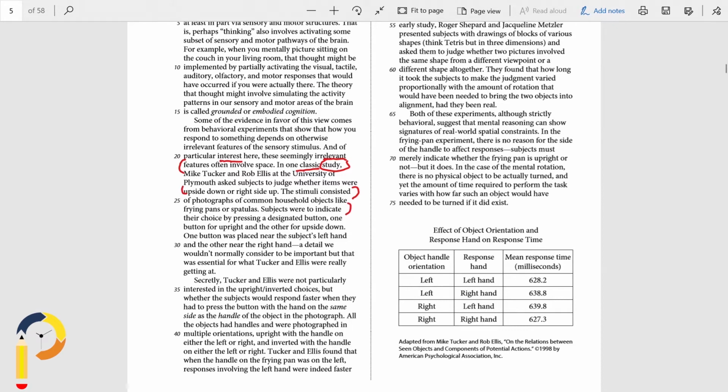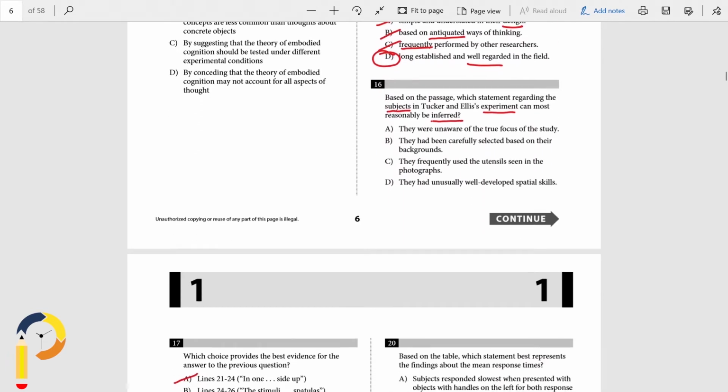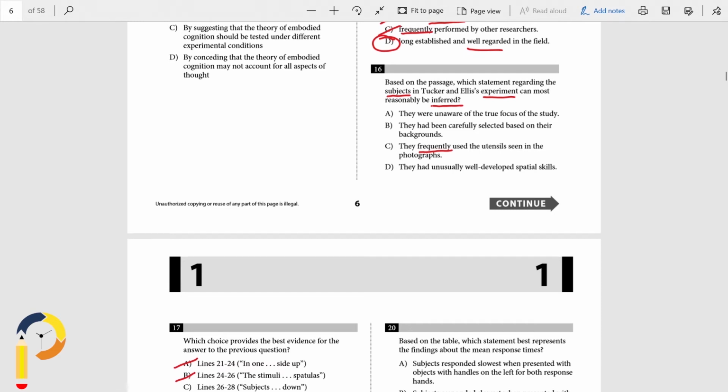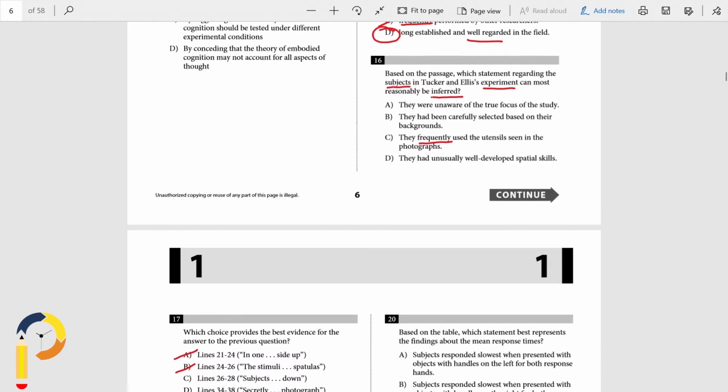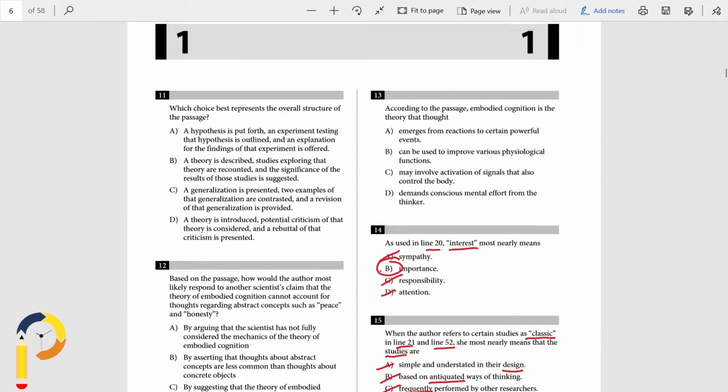Okay, stimuli consisted of photographs of common household objects like frying pans or spatulas. Frequently used utensils seen in the photograph. Look, this is again, you know, it's a trap. Frequently used utensils seen in the photographs are what a lot of students would be inclined to choose, because again, you do not really know about the frequency. This is a guess, so I can safely eliminate it.